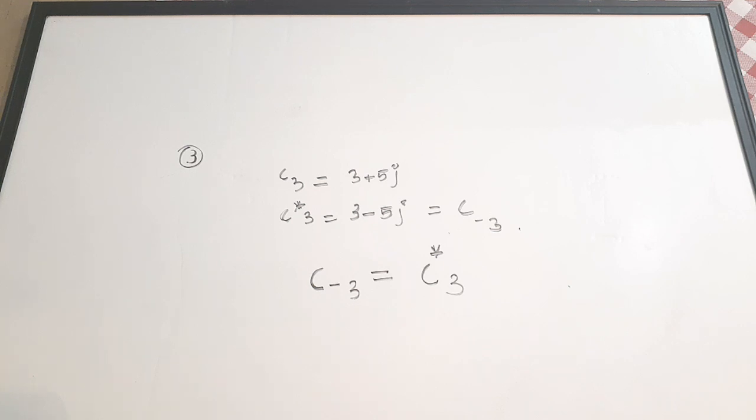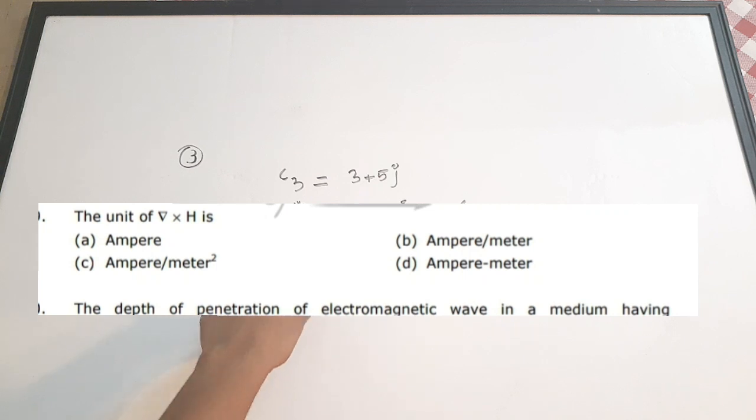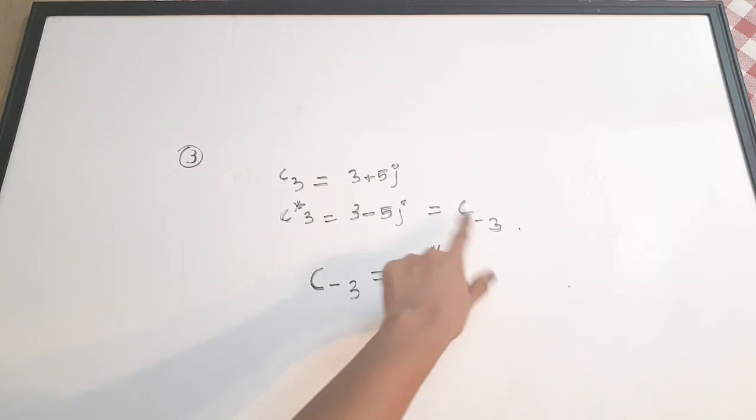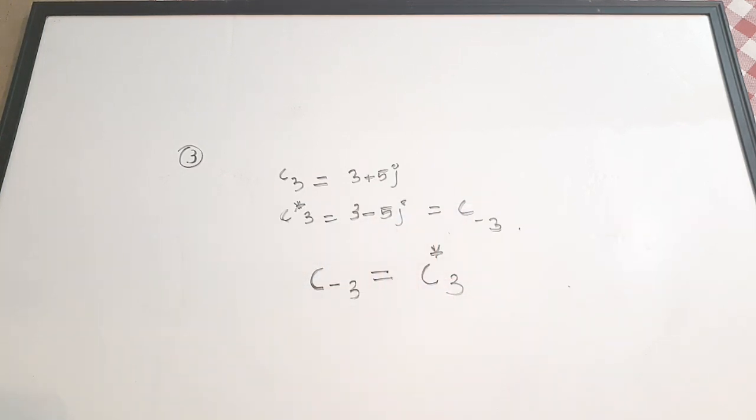Okay, I hope you understood how to do this question. It is by applying the property of Fourier series expansion. Since the signal is real and periodic, you can write C of minus 3 is equal to C star of 3. Okay, so hence you will be getting C star of 3 is equal to C of minus 3, which is equal to 3 minus 5j. Correct answer is option D.